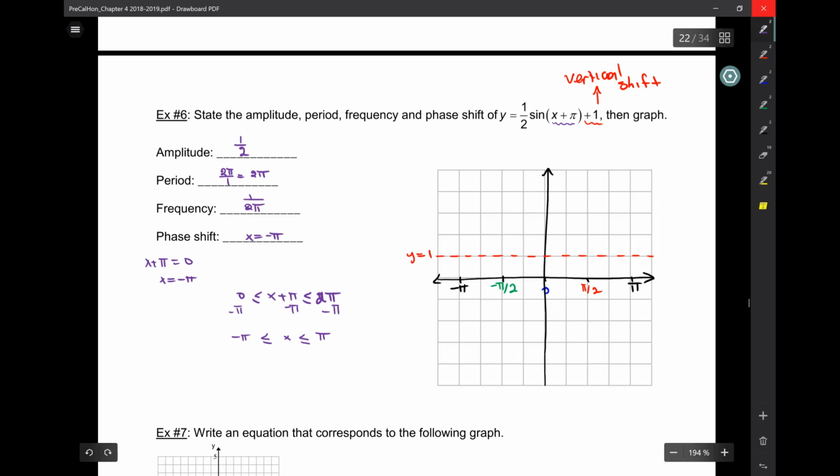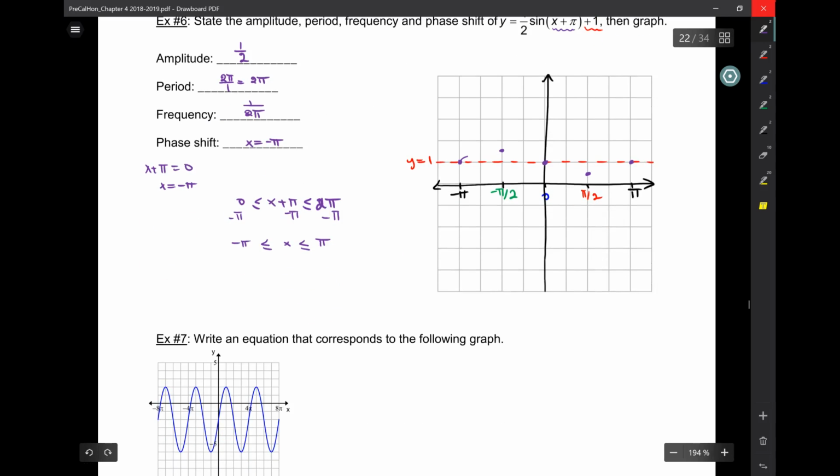Okay, now, my first point is at negative pi. This is a sine. It starts on the axis. So my first point is here. Then up half a unit. Then back to 0. Down half a unit. And back to the axis. And so now I have that. And that is just a beautiful graph.